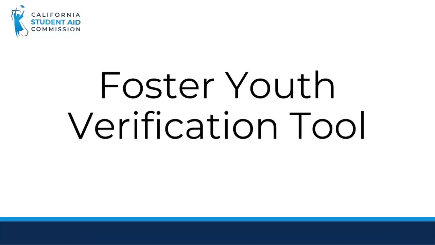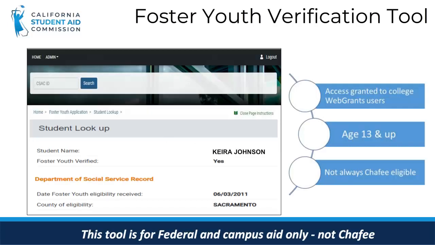Now we will look at the Foster Youth Verification Tool. The Foster Youth Verification Tool identifies foster students who were in foster care from age 13 and up and could be eligible for campus or federal foster programs. Please note that this tool is not needed for Cal Grant B for foster youth or Chaffee Grant recipients. That's because students who are already flagged as foster youth and are awarded the Cal Grant B or Chaffee Grant were already verified as a qualifying foster youth, so no further verification is needed. This tool is for federal and campus aid only.